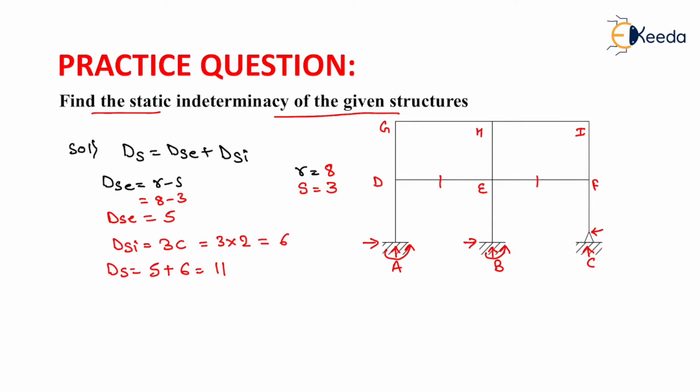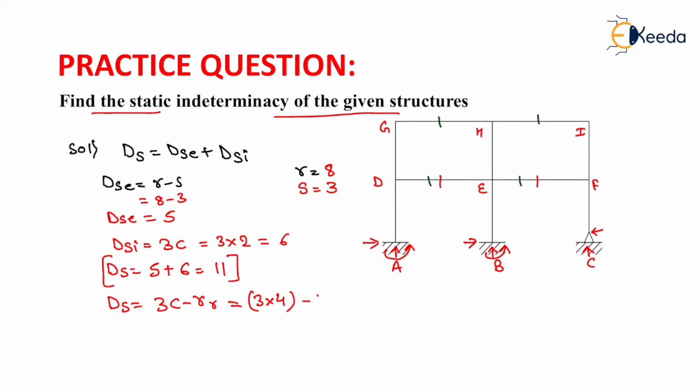Now we will use the direct formula again for the calculation of static indeterminacy. It will be equal to what? 3C minus RR. Okay. Now here C is the number of cuts required to obtain the cantilever structure. So to obtain the cantilever structure, we need to put 4 cuts here, that is 1, 2, 3 and 4. So the total will be 3 into 4. The value of C will be equal to 4.